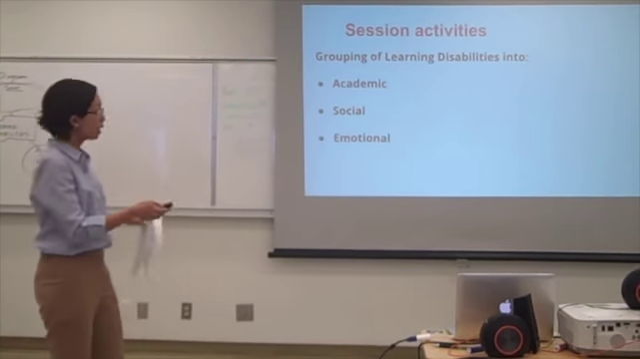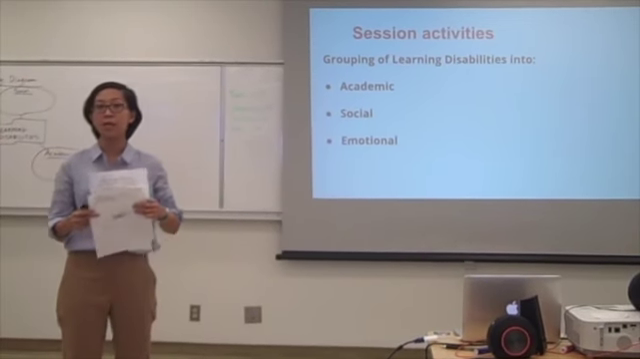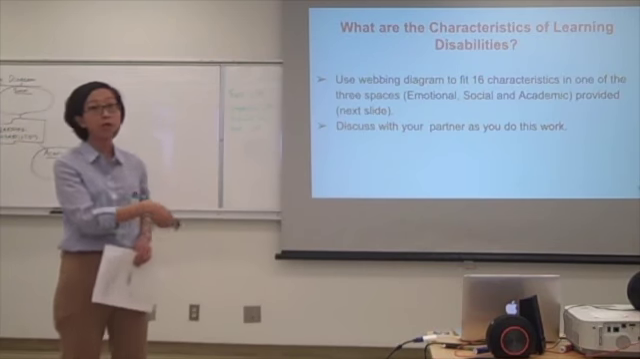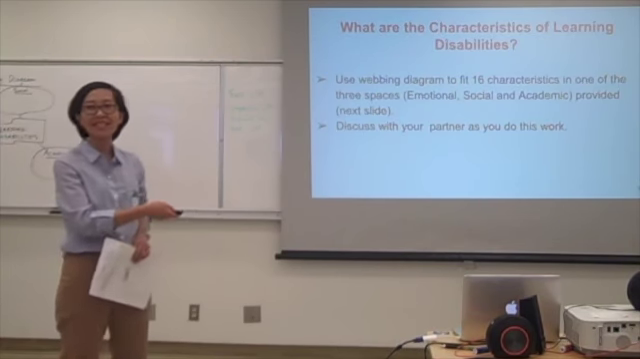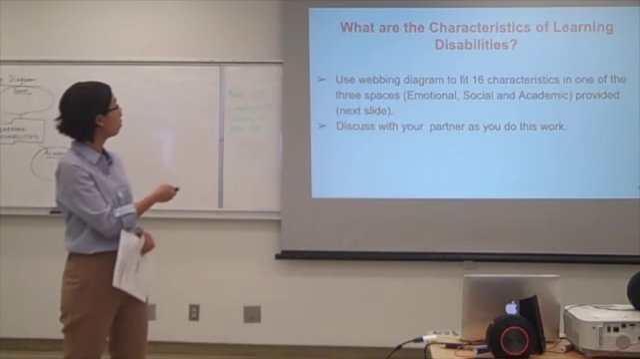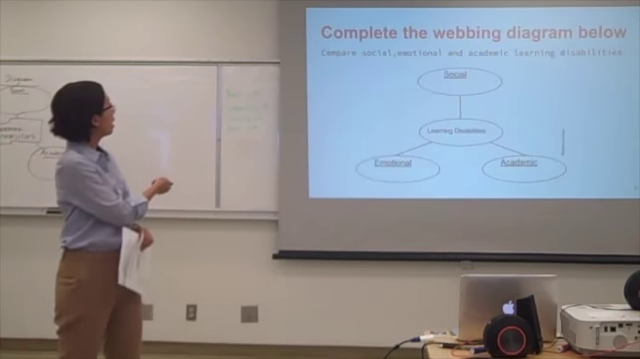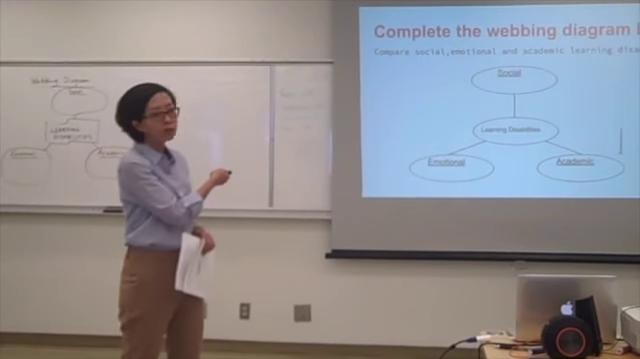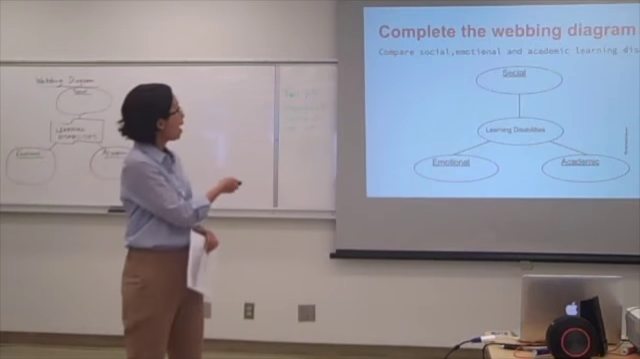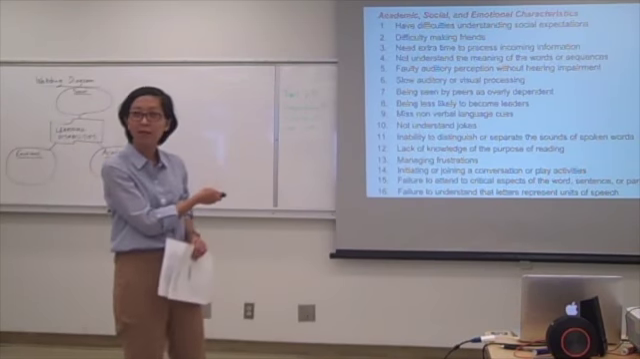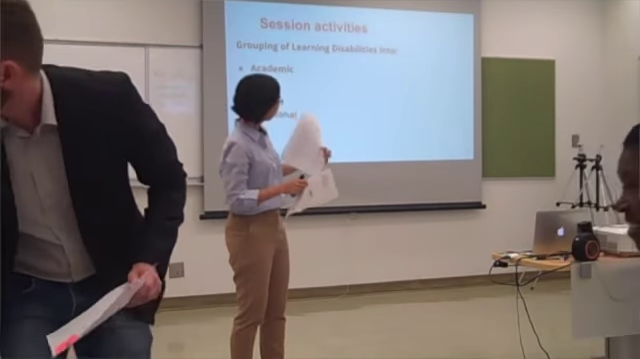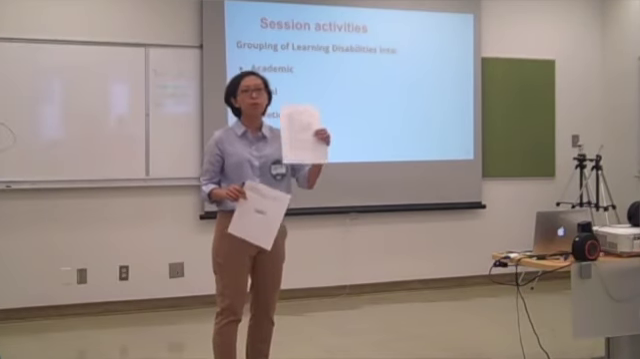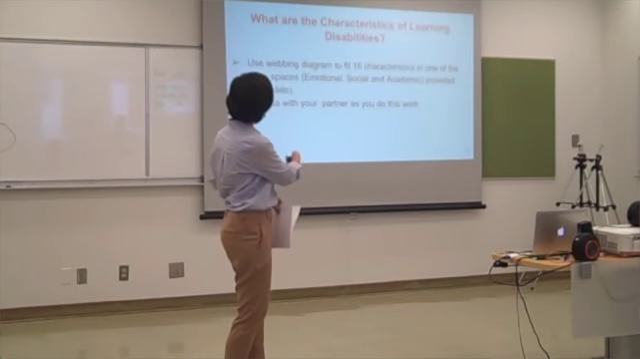Your task is to group these different types of learning disabilities. You have to use the webbing diagram to fit the 16 characteristics into one of the three spaces. Discuss with your partner as you work. Your time starts now. I think 3 minutes will do it. Work together with your partner. Come on.